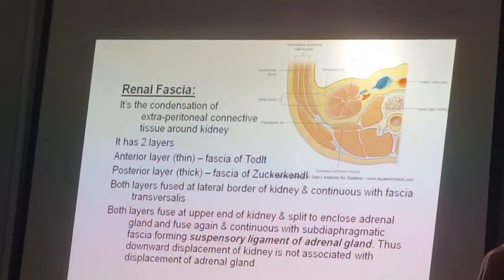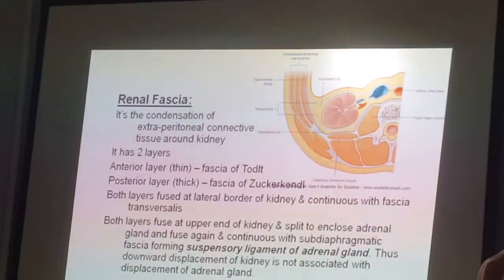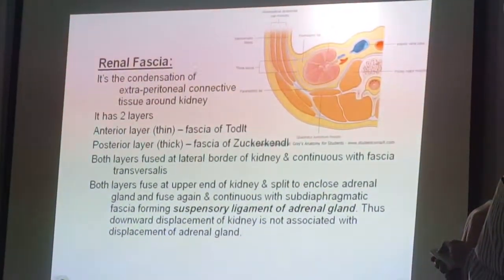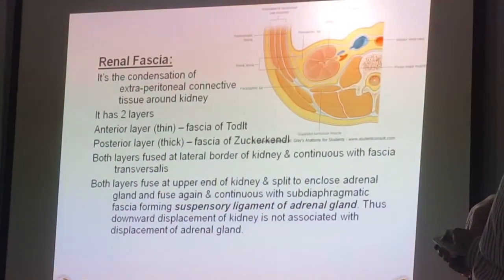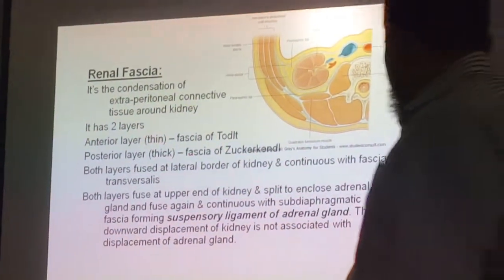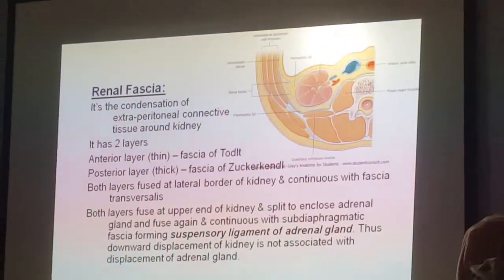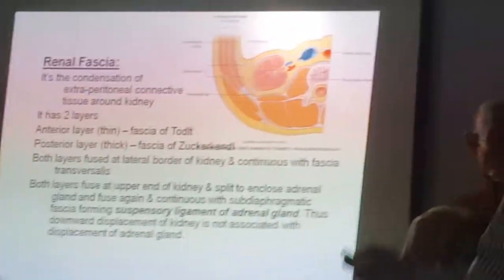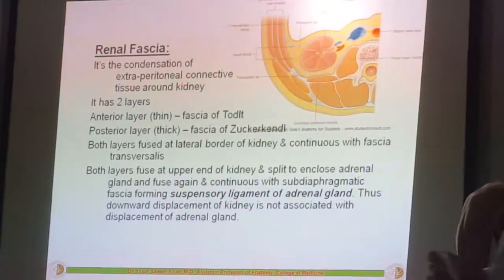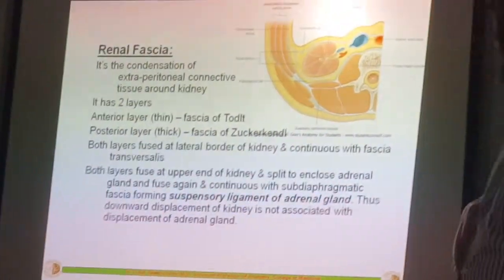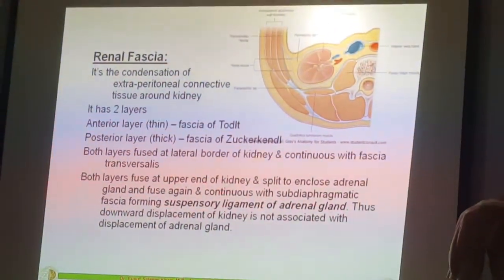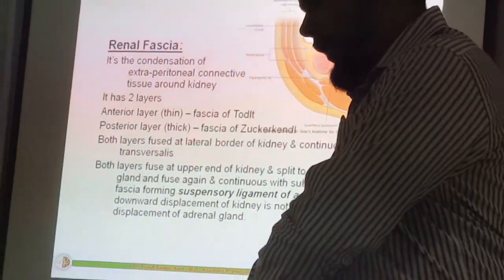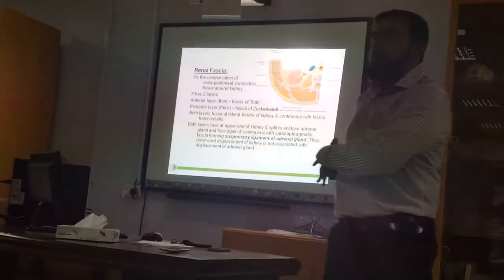Both these layers join, fusing at the lateral border of the kidney. See here, both layers join at the lateral side of the kidney and continue as the fascia of the posterior abdominal wall, the fascia transversalis. So it forms the fascia transversalis. Both layers fuse at the upper end of the kidney also. They fuse at the lateral border as well as at the upper end.